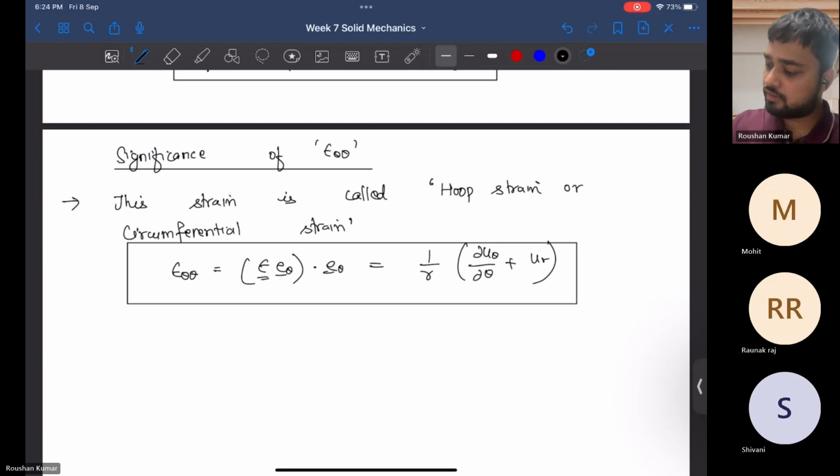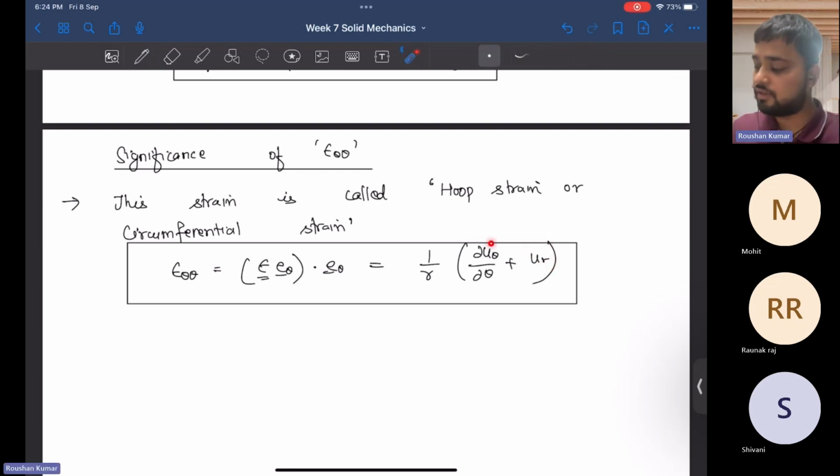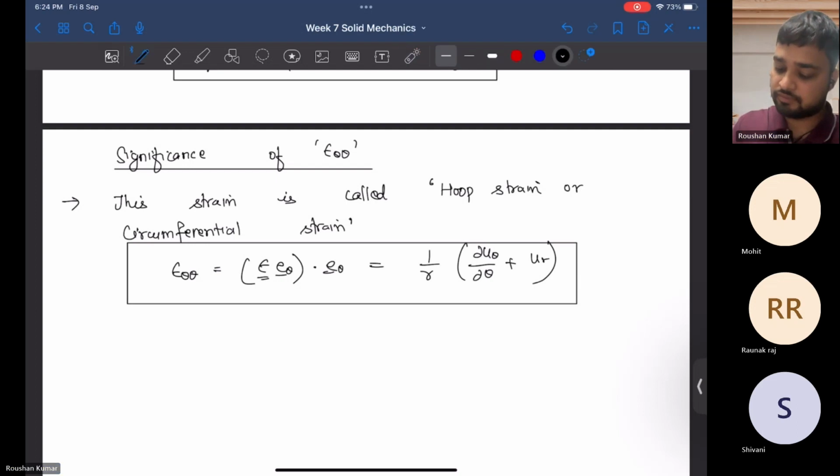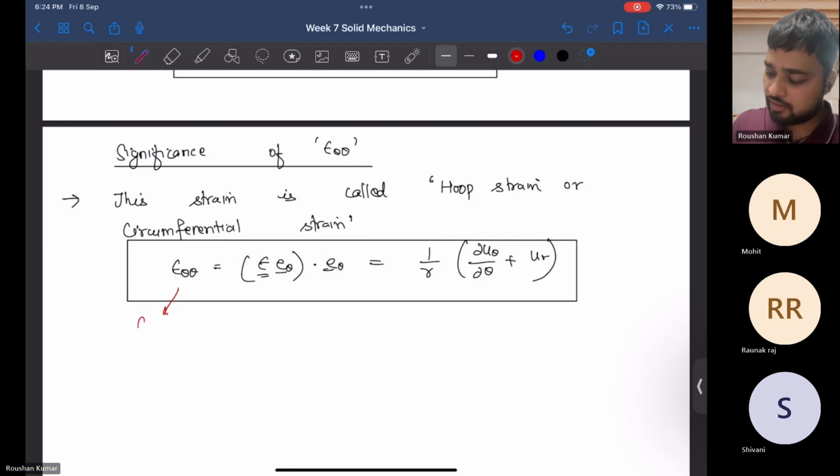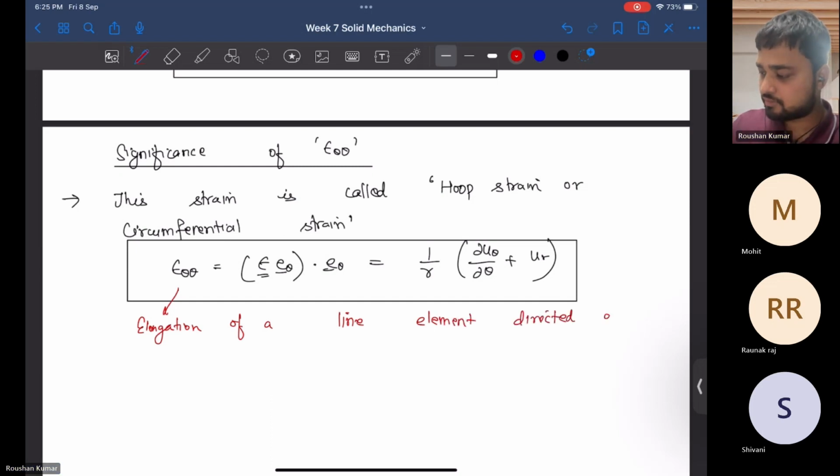Here ur is the radial displacement and u theta is the tangential displacement, and it is given as the first derivative of u theta with respect to theta plus ur, times 1 over r. So using this formula we can find the circumferential or hoop strain. This strain is nothing but the elongation of a line element directed along the theta direction.